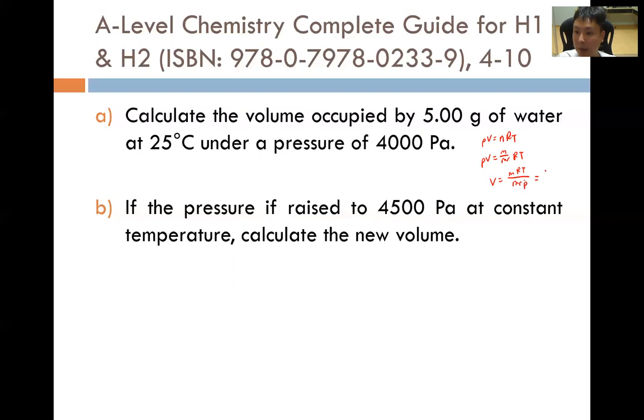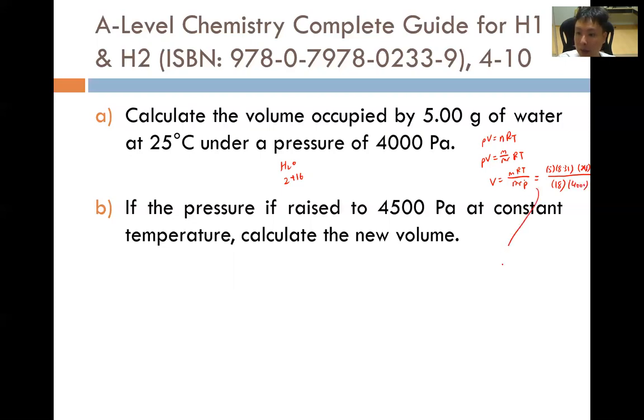Okay, so the mass is 5 grams. The molar gas constant is 8.31. The temperature is 25 plus 273, so 298. The Mr of water is 18, because water is H2O, right? So 2 plus 16, so that's 18. And then the pressure is 4,000.